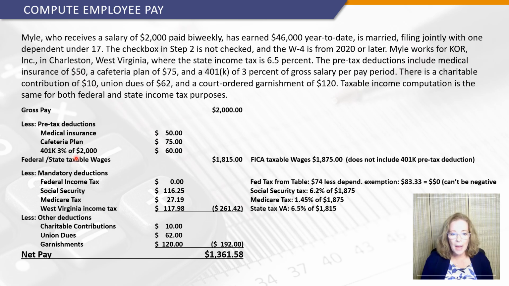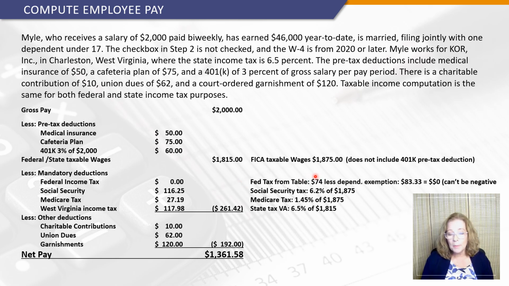We then subtract all mandatory withholdings, starting with federal tax. We find the federal tax by looking up the federal taxable wage of $1,815 in the tax table for biweekly payroll for years 2020 and later, and finding the tax for married filing joint taxpayers who did not check box 2 on the Form W-4. That amount is $74.